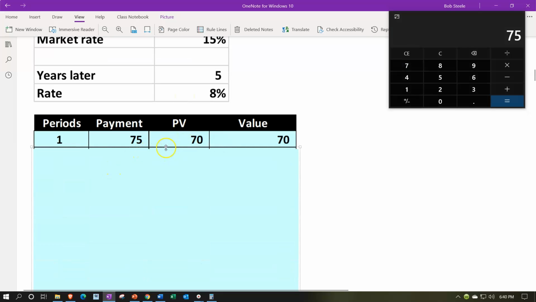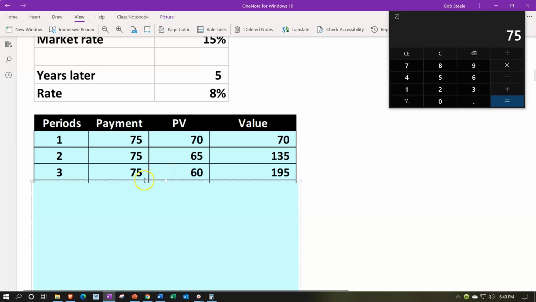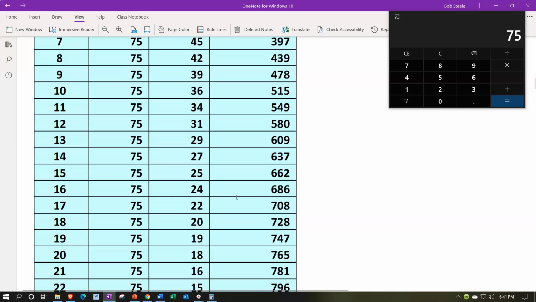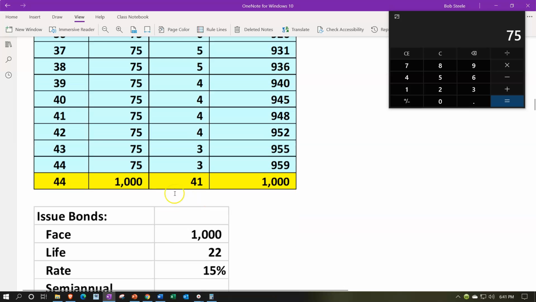If we did that for the second period out, same 75 because it is an annuity. Present value 2 periods back would give us 65. 65 plus the 70 is the 135. We take the third payment of 75 and present value it 3 periods back, we get the 60. 60 plus 135 is the 195, and so on and so forth, all the way down till we get to the 44 periods, because these are 6-month periods, not yearly periods, and that would give us the 959.